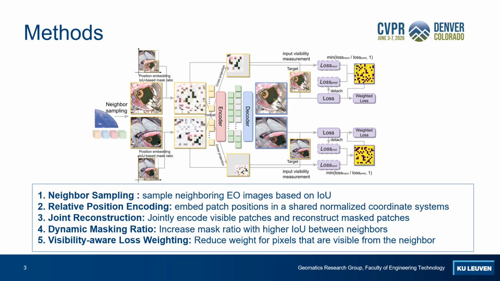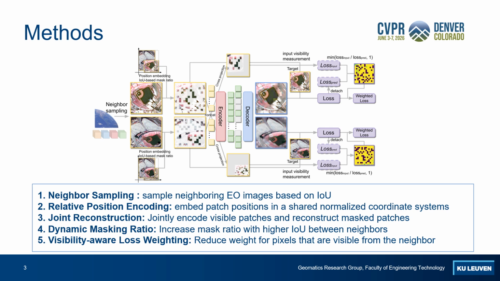Third, joint reconstruction. Instead of encoding one image independently, we concatenate the visible patches from both neighboring images and feed them into the same MAE encoder. Then the decoder reconstructs the masked region of both images jointly. Through self-attention, the model can learn dependencies across neighboring views.